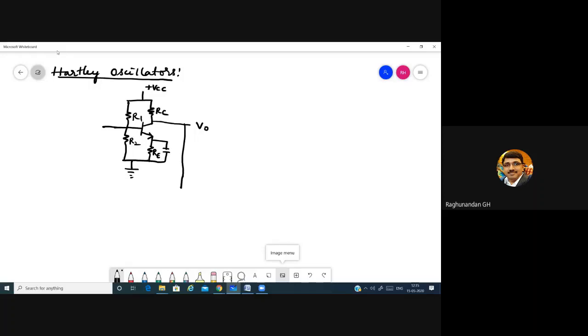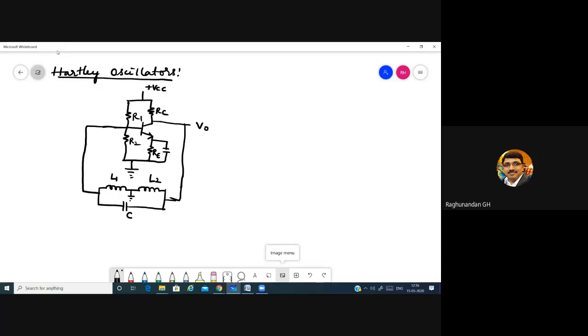The Hartley oscillator is considered. You'll have two inductors and one capacitor, and this is the feedback derived. This is L1, this is L2, and this is our capacitance C. Between these two, we have to ground. If you are not grounding this, the charging and discharging process will not happen properly. That's why we need this ground connection.